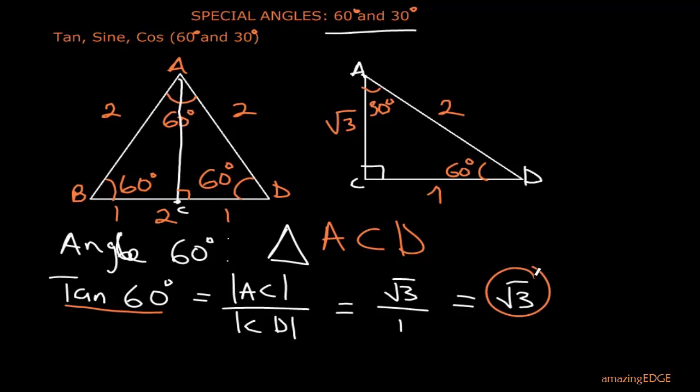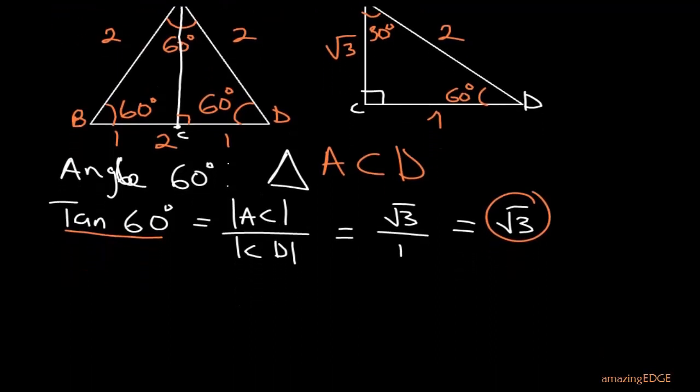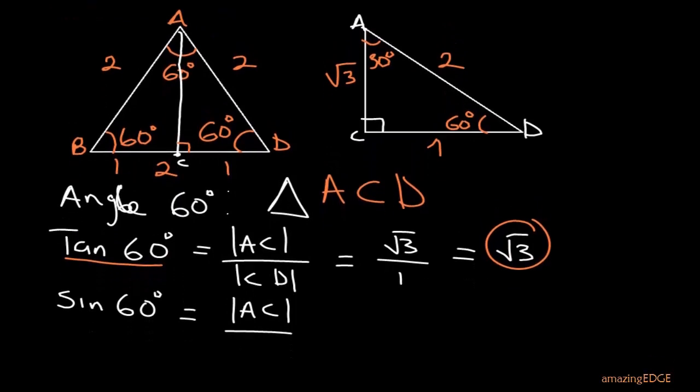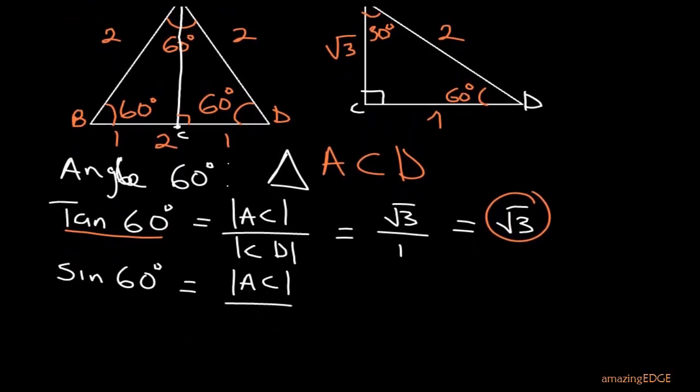So we can go further and look at the sine of 60 degrees. Again, we remember that sine is opposite over hypotenuse. So we look at the side that is opposite to this angle 60 degrees. It still remains line AC. Then the hypotenuse is the longest side, the side facing the right angle, which is line AD.